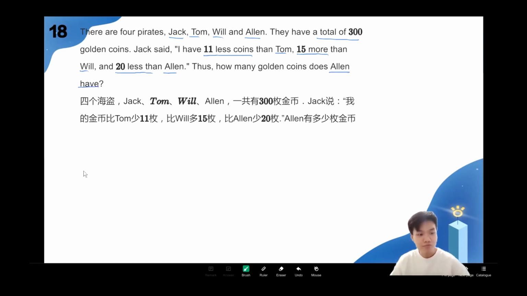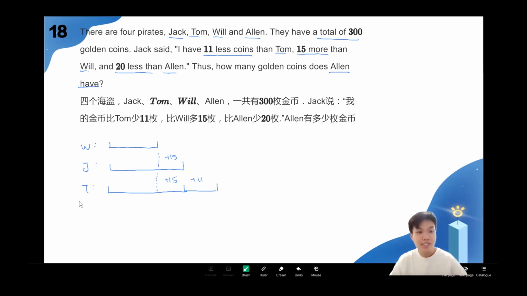We first write down Jack, and let's use this line segment to represent Jack's coins. He says, I have 11 less coins than Tom, which means Tom has 11 coins more than Jack. So we add 11. And then he has 15 more than Will, which means Will has 15 less than Jack, which this right here shows. It has 15 more. Same with this part, 15.